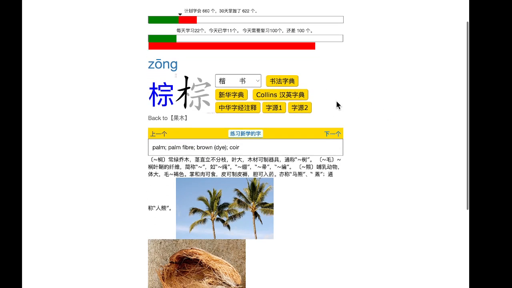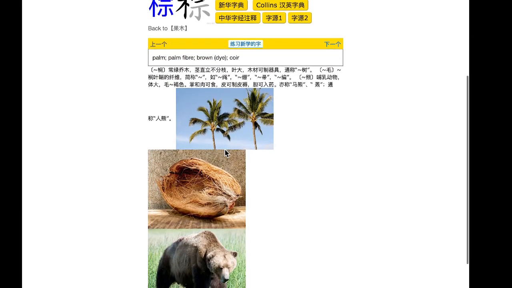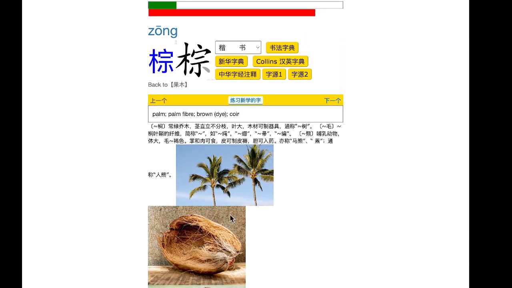Zong. This on the right is also zong. This is the zong that means, like in zongjiao and stuff, a school of thought or a religion, stuff like that. A clan. This tree is a palm tree. It also refers to the palm fibers on the outside of the skin of a coconut. The hairy fibrous part is also called zong.